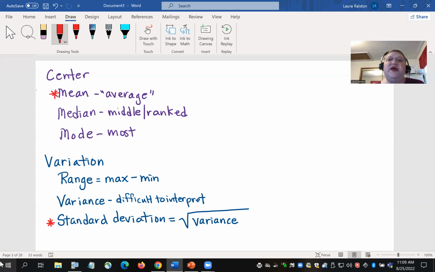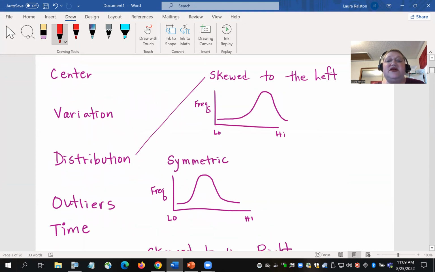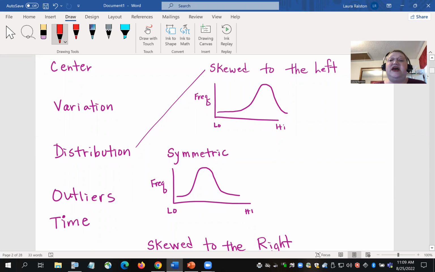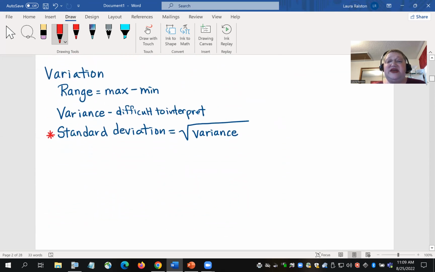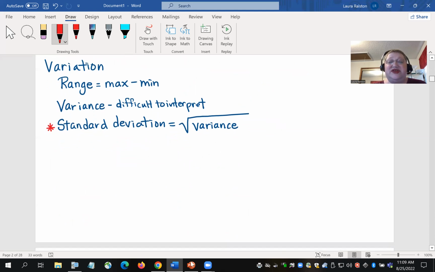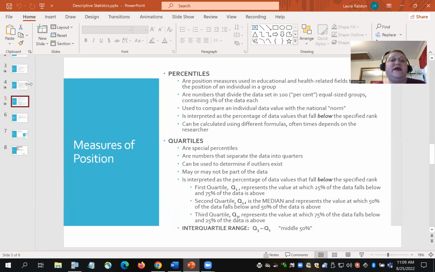So I want to pick up, and we're going to talk about measures of position. But if you'll notice, position was not one of those five characteristics. But we have to talk about measures of position to get to outliers. The measures of position are going to help us get to the outliers. Okay, so that's why we have to pick up that particular conversation. So the next category, which is on our PowerPoint, are percentiles and quartiles.